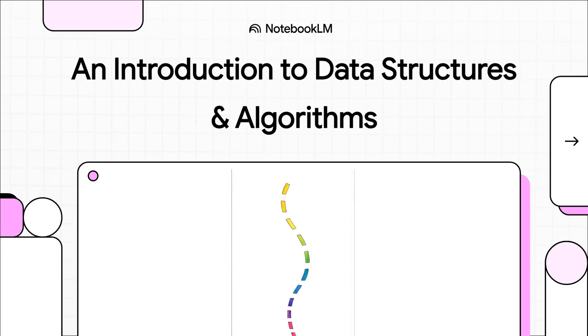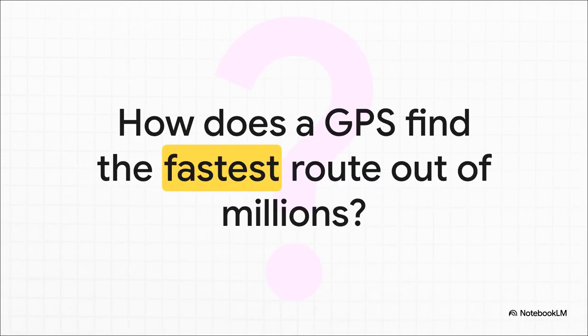Welcome to The Explainer. Today, we're going to peek behind the curtain of our digital world and look at its invisible architecture. We are talking about the brilliant science that makes all our technology feel like pure magic: data structures and algorithms. I mean, really think about that for a second.